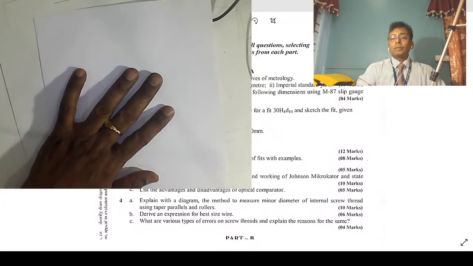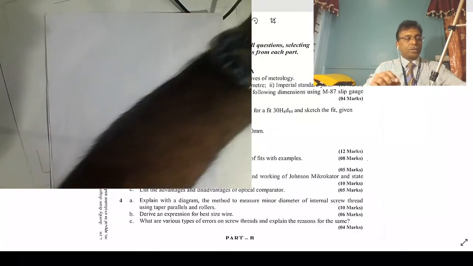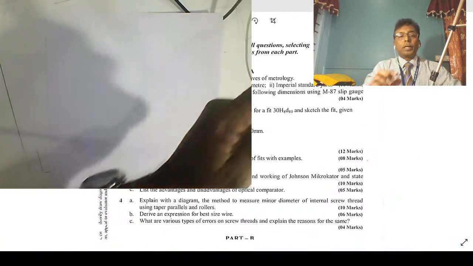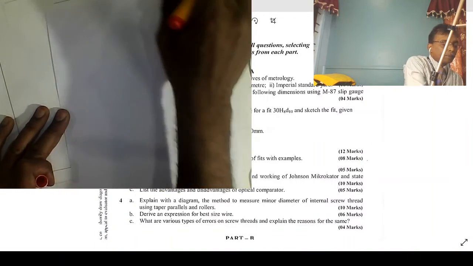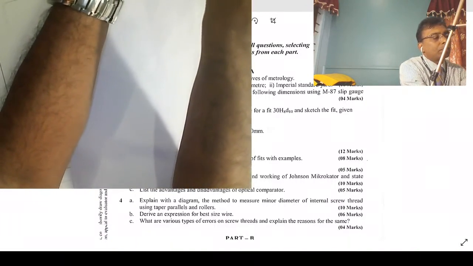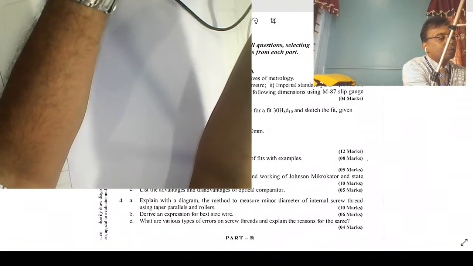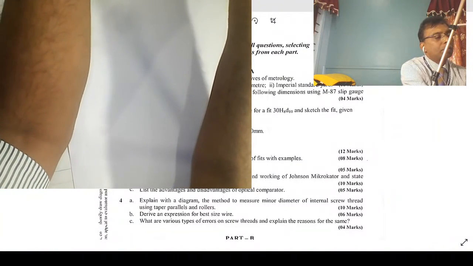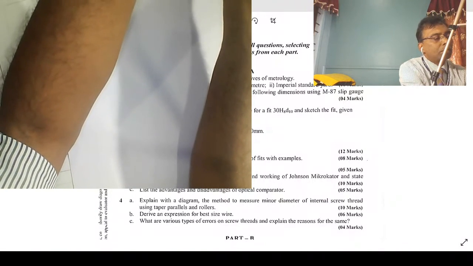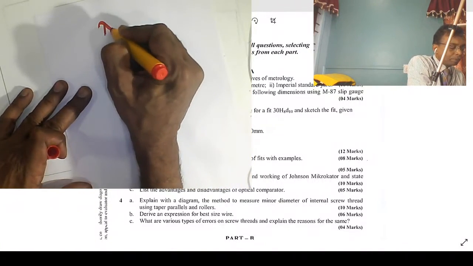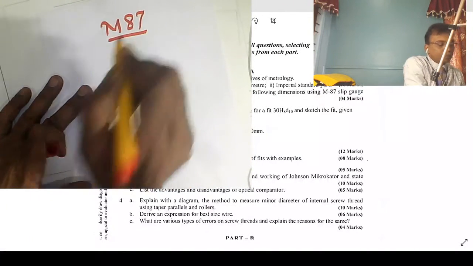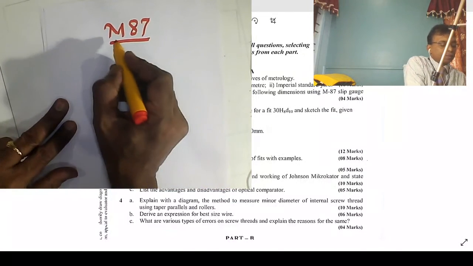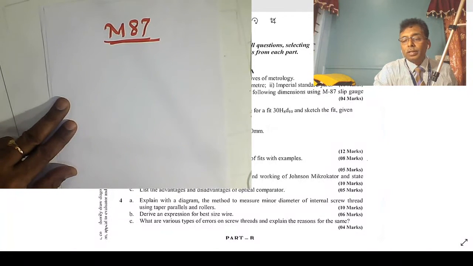Okay, can you see this? Okay, good. So now let me just check M87. The question paper says build a slip gauge using M87. Okay. Am I visible now? Is it visible?